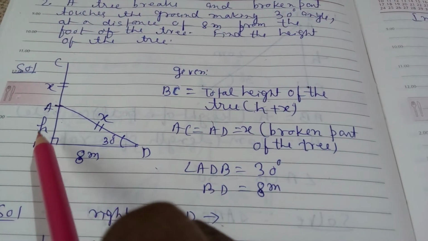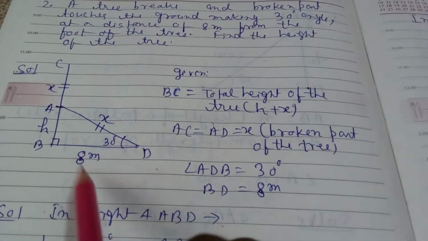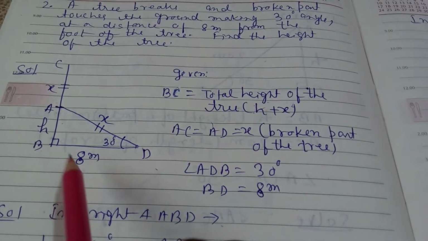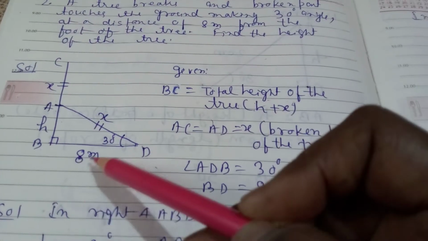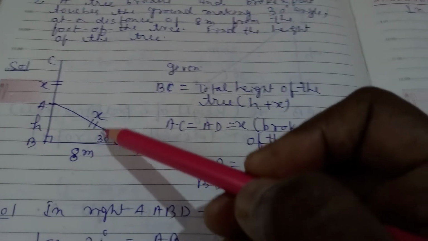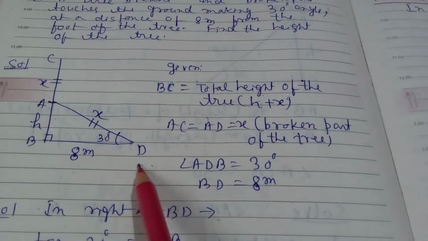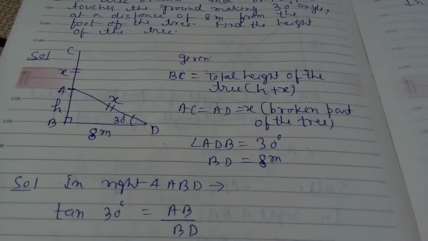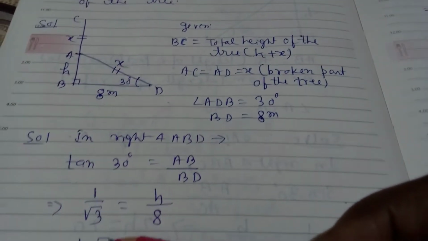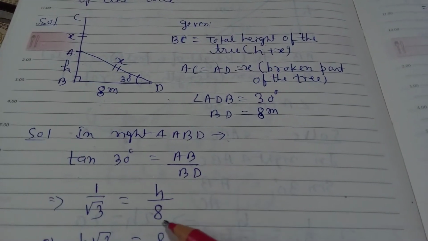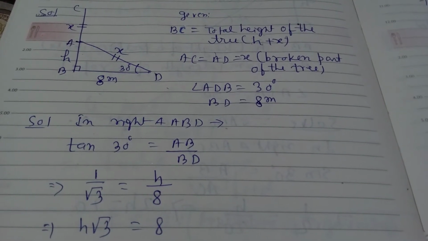To take out H, this is the perpendicular and this is the base. Between perpendicular and base, you have to write tan theta. And between base and hypotenuse, there will be a relation of cos theta. So in right triangle ABD, tan 30 degrees equal to AB by BD. Tan 30 degrees equal to 1 by root 3, and AB equal to H by 8. So H root 3 equal to 8 and H equal to 8 by root 3.